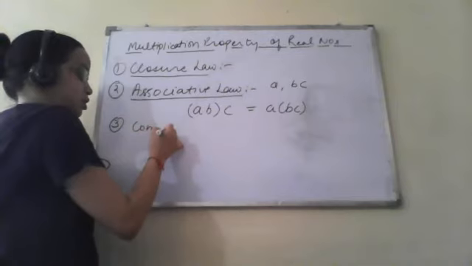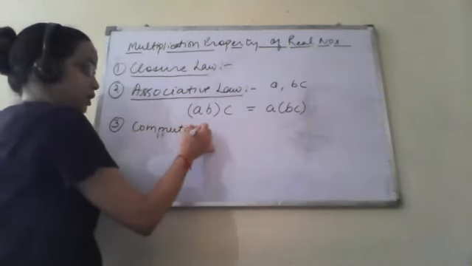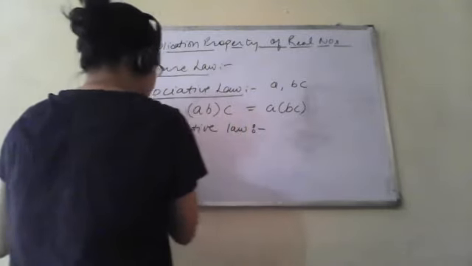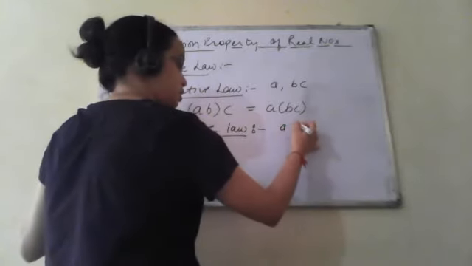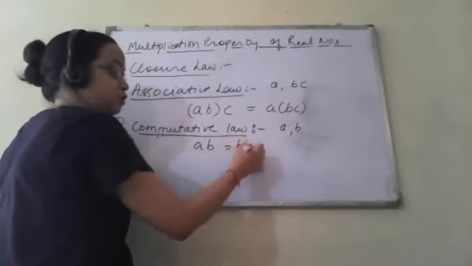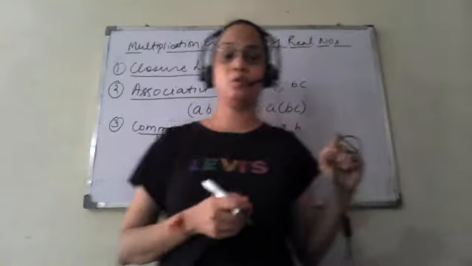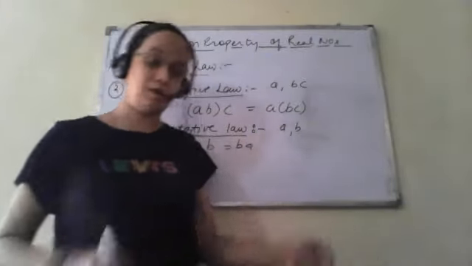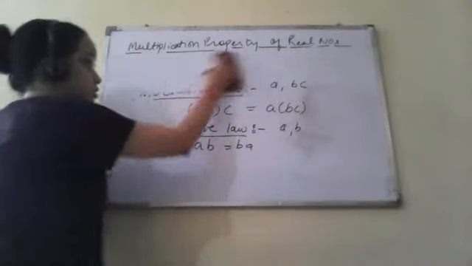Third is commutative law. If A and B are two real numbers, then A into B will be the same as B into A. Their regrouping, or the sequence of grouping in multiplication, will not alter the result. So these were three laws.